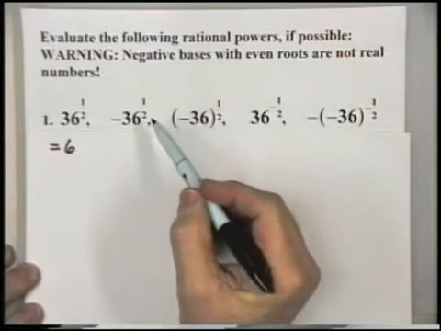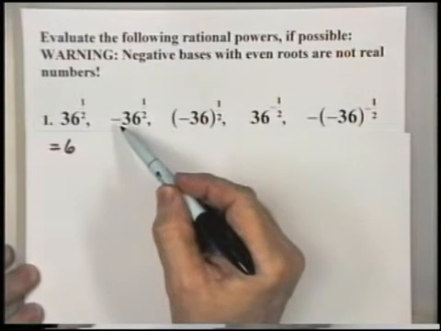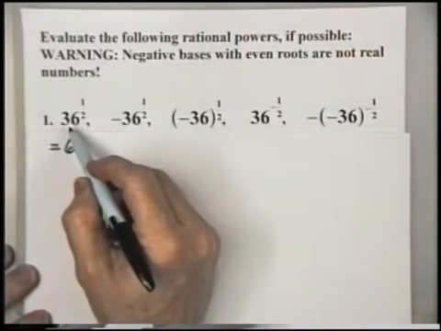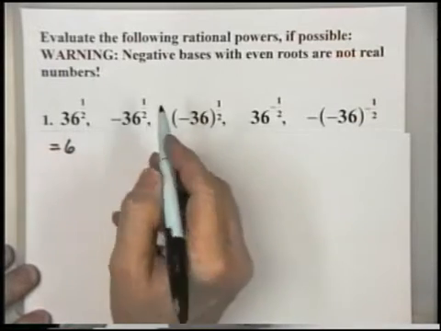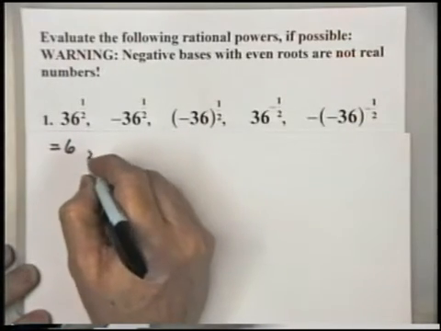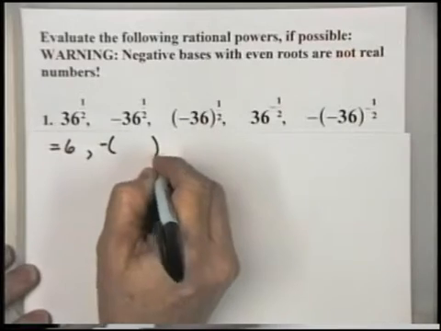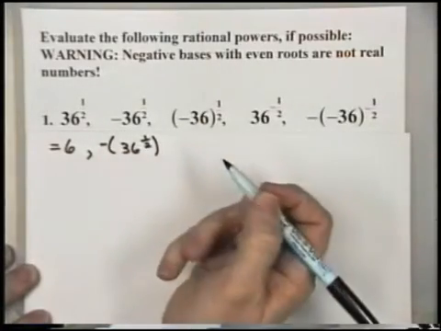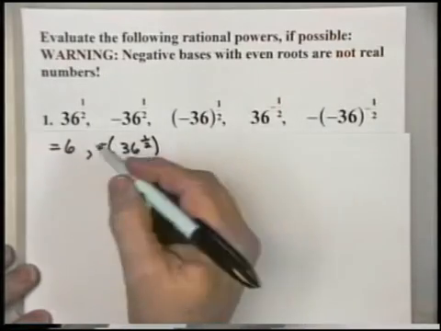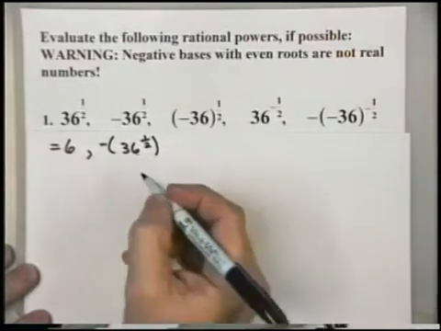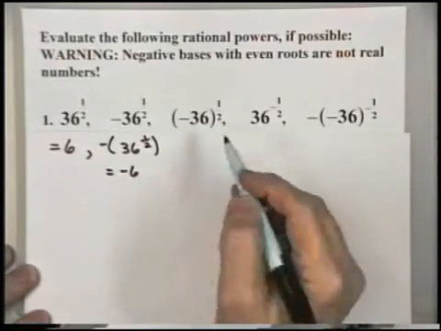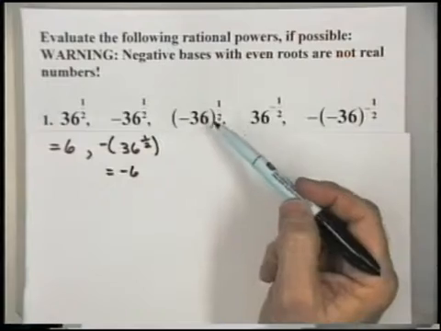Now what about that? Negative bases with even roots? Certainly an even root, but not a negative base. This base is not negative. What we're looking at is the negative of the first one. It's saying here the negative of 36 to the 1/2 power. And of course, if you know that first one is 6, then this must be negative 6.